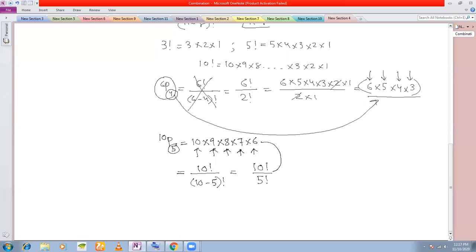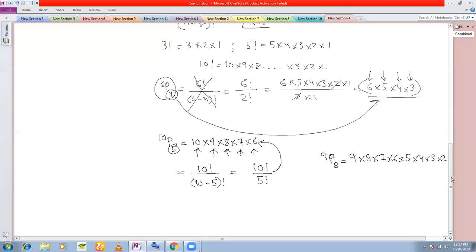If you calculate, it will come to this only. Suppose I want to calculate 9p8. 9 into 8 into 7 into 6 into 5 into 4 into 3 into 2. We can even stop at 8 factorial, 9 into 8 factorial, and so on. Yes, you can do that also. I'm coming to that.